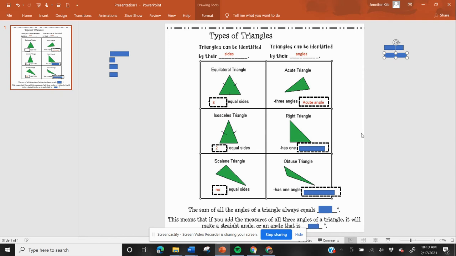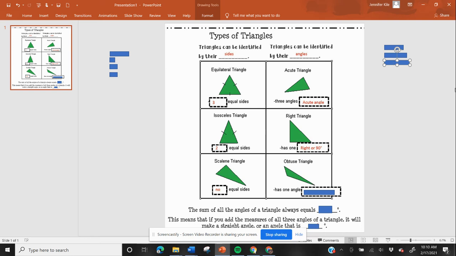Our next triangle is the right triangle. So when I look at this triangle, it has an acute angle here and an acute angle here. But one angle, the third angle down here, isn't acute. It is 90 degrees or a right angle. So a right triangle is going to have one right angle and two acute angles.